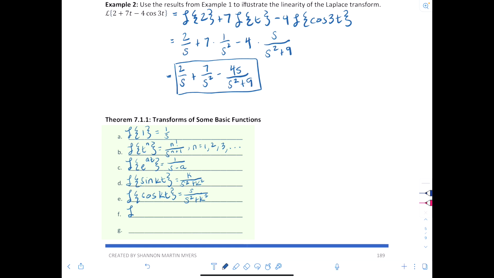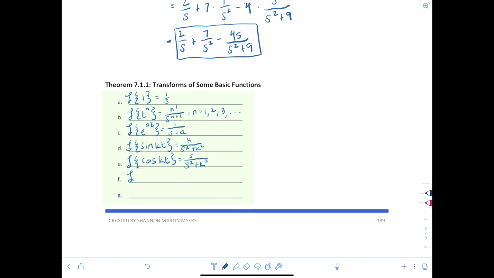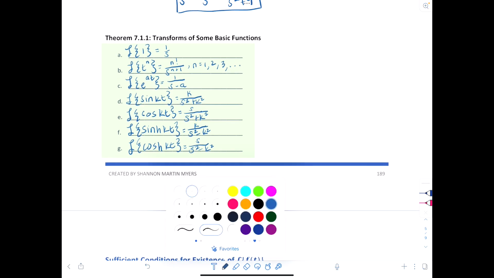And then, again, you may not have looked at the hyperbolic sine and cosine, but we might as well check them out. No need for you to be deprived. So the Laplace transform of the hyperbolic sine of kt is going to equal k over s squared minus k squared. And the Laplace transform of the hyperbolic cosine of kt will equal s over s squared minus k squared. Groovy?